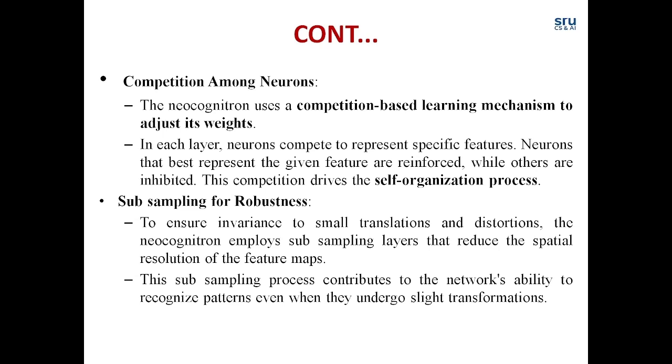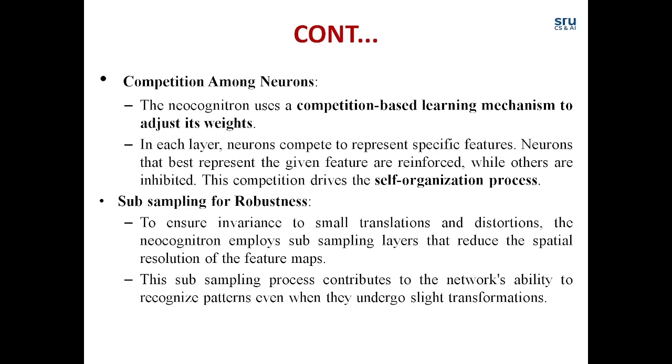Competition among neurons. The neurons utilize a competition-based learning mechanism to adjust their weights. Each neuron competes to represent specific features. Neurons that best represent the given features are reinforced while others are inhibited, and this competition drives the self-organization process.